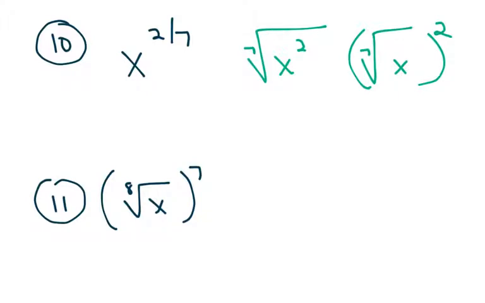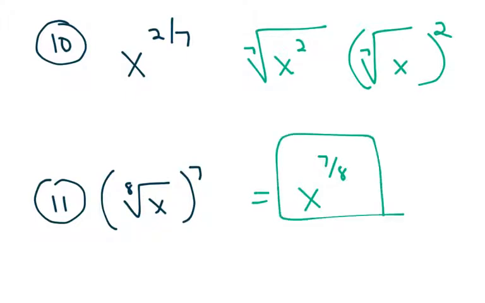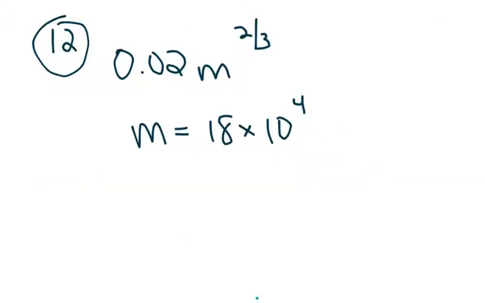For number 11, the 8th root of x to the 7th power, we want to rewrite it in exponential form. The root index is always the denominator of your fractional exponent, and any other exponents that were already in the problem are your numerator. So this is the same as x to the 7/8.